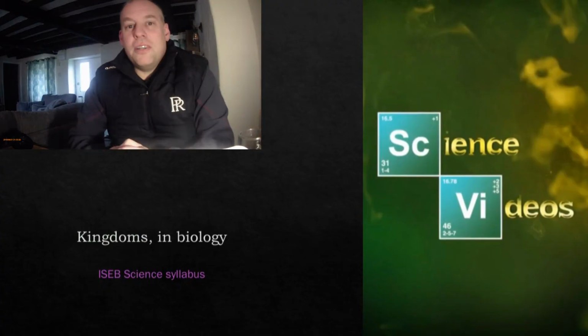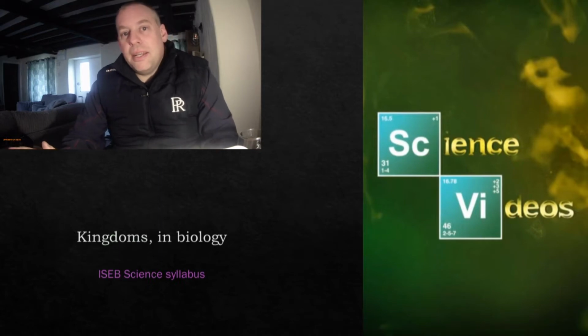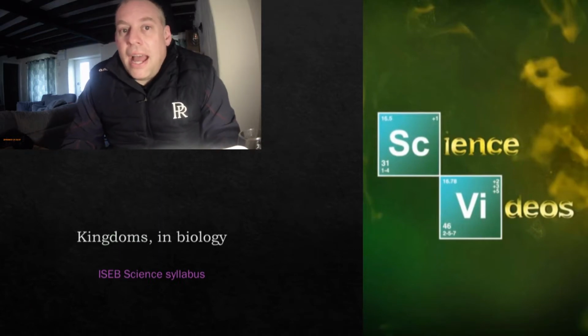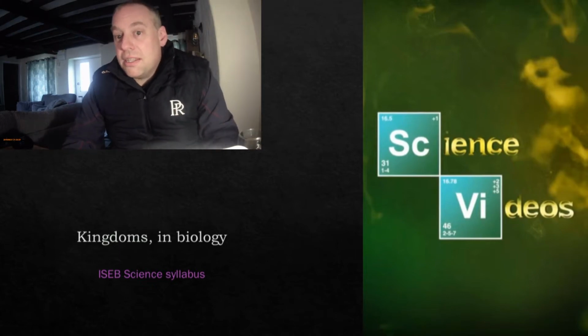Hello and welcome to another edition of James and Chris Science videos, where today we're going to be looking at how we organise all the different species that exist on the planet Earth and how we start to group them according to their similarities.